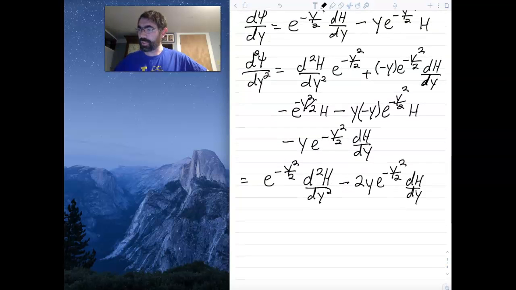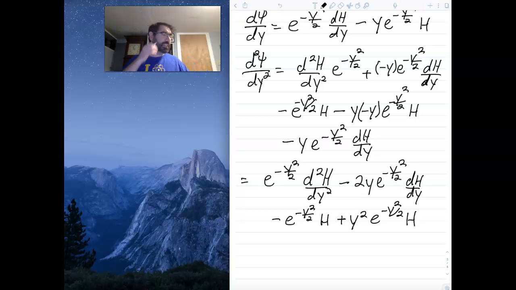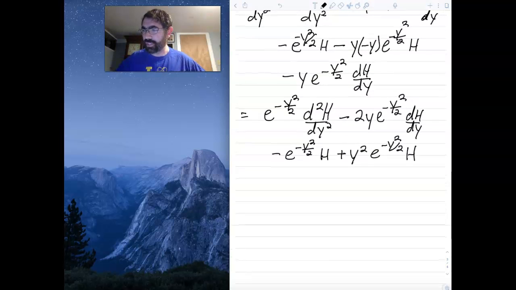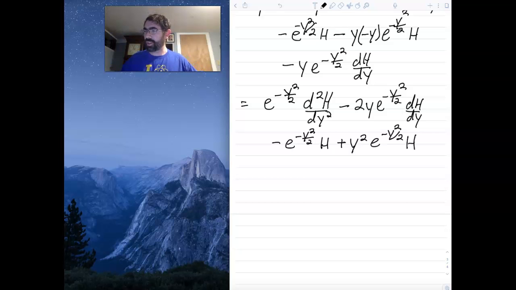And now combine the third and the fourth term, and I get minus e to the minus y squared over 2 times h plus y squared e to the minus y squared over 2 times h. Okay, so essentially we now have these four terms. And now we're going to put that back into our Schrodinger equation, our reduced Schrodinger equation. So let's try and write this out without getting too lost.